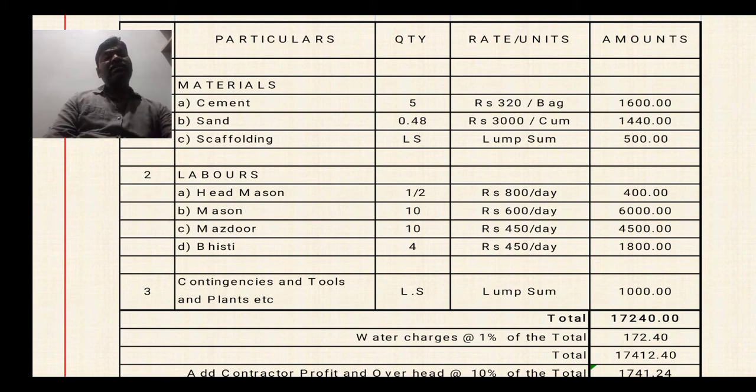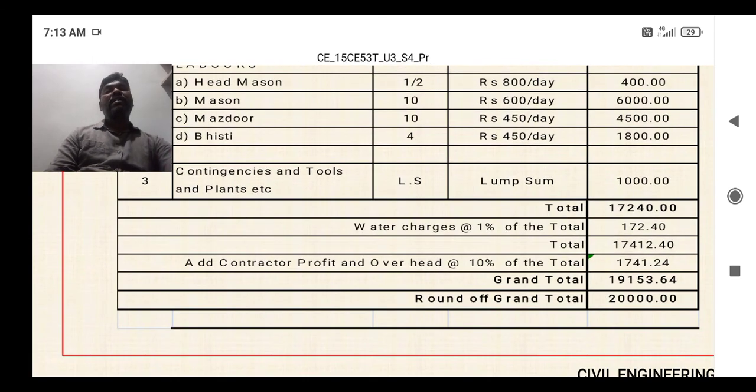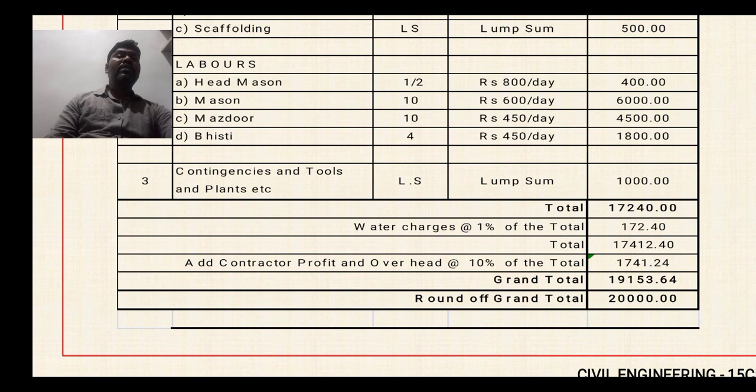Labors: foreman 0.5, mason 10, mazdoor 10 and bisti 4. Same rates for foreman, mason and mazdoor: 800, 600, 450. We multiply quantity into rate. 0.5 into 800, 400; 10 into 600, 6000; 10 into 450, 4500; 4 into 450, 1800. And third one is tools and plants, we take lump sum 1000 rupees. Totally 17,240. We add 1% of water charges and 10% of contractor profit to the total. We get a grand total of 19,153 rupees. We round off to 20,000.